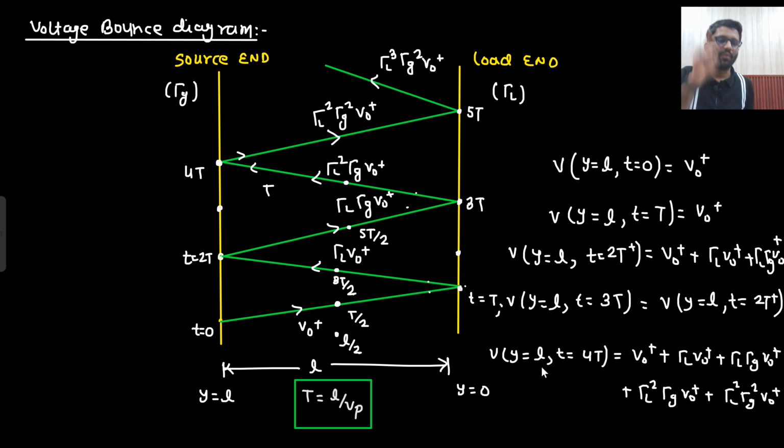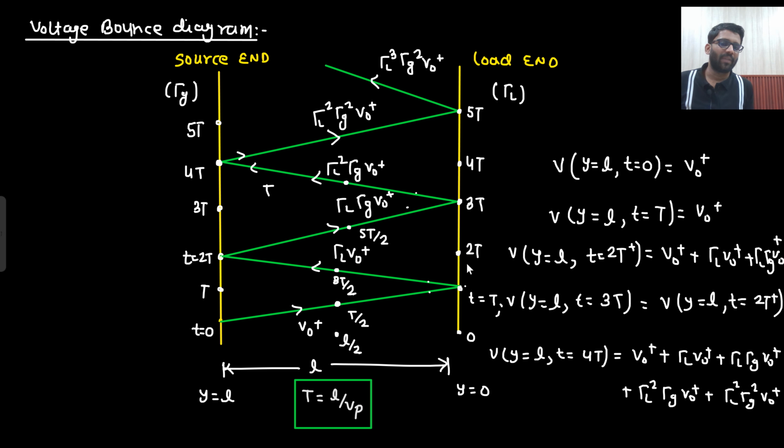If I am asking you the voltage at time t at the load, you will see that when time t is there, here is the time t. Now I need to see at the load end. At the load end, what all do I see? V0 plus and gamma L V0 plus. So you will mark the time in this manner. This is time t, this is 2t, this is 3t, this is 5t. Next will be 6t. And here also you can mark the time. This is t equals 0, this is time 2t, 3t and 4t.